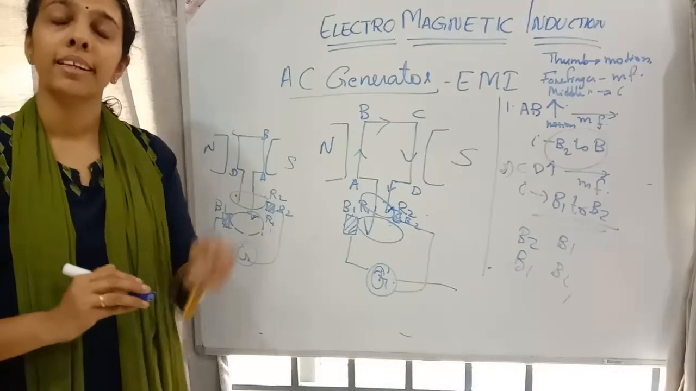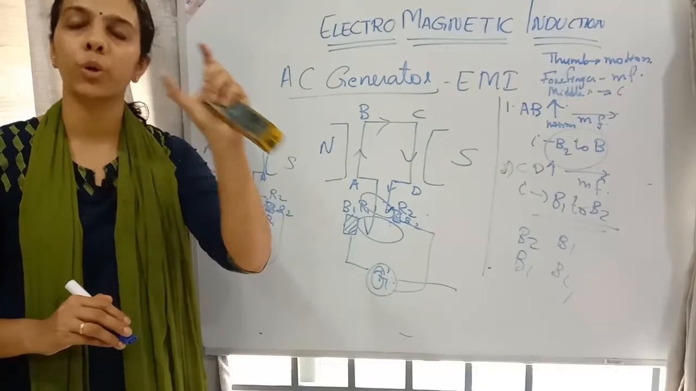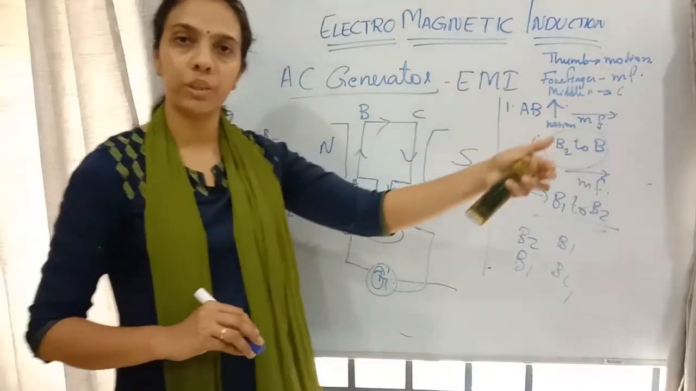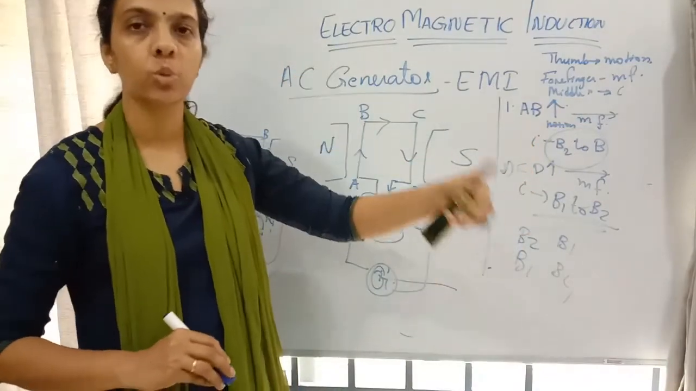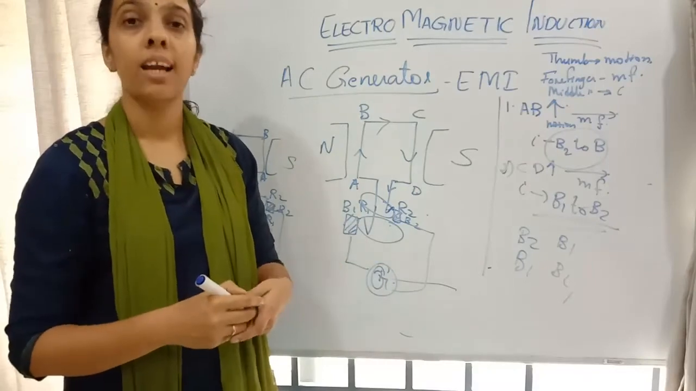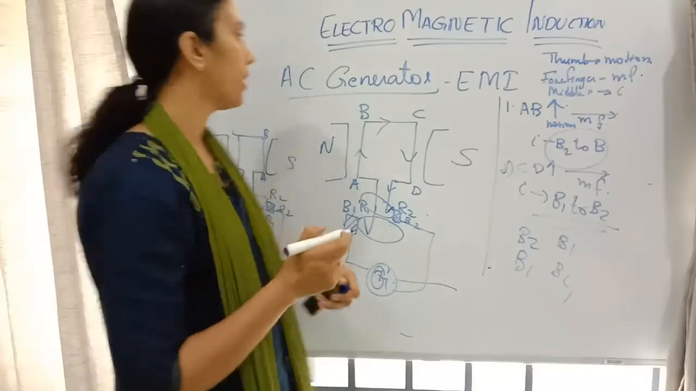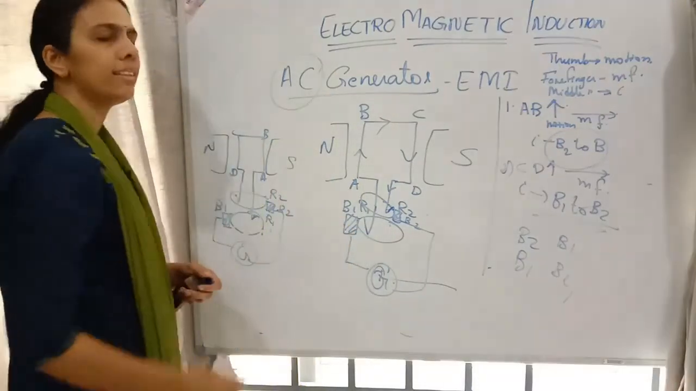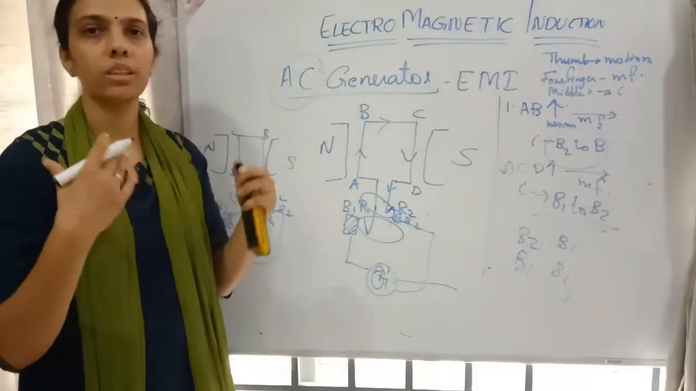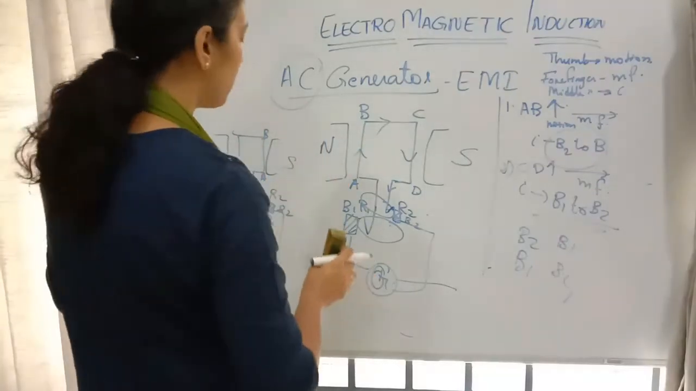That means the direction of current is changing after every half rotation. Initially it was B2 to B1 and then it became B1 to B2. Like this it will keep repeating. The direction of current changes after every half rotation. Such a kind of current is called alternating current. Okay, so this is how the AC generator works. Current is changing from B1 to B2 and B2 to B1.